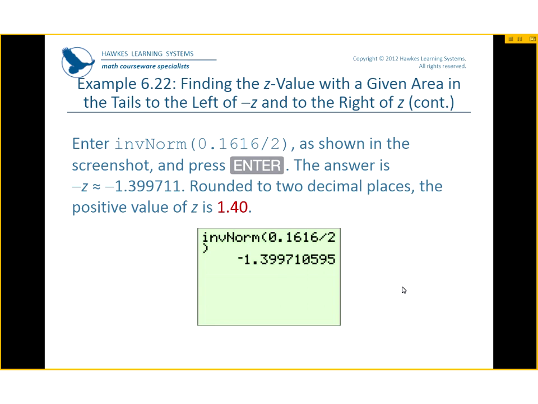All right, I want to use my calculator. So I'm going to do second var 3, .1616 divided by 2, because I'm just going to go ahead and let the calculator do the work. All right, find me that tail. And I get negative 1.39. Well, I'm going to round that to 1.40, and that's my answer. So the positive value for z is 1.40.